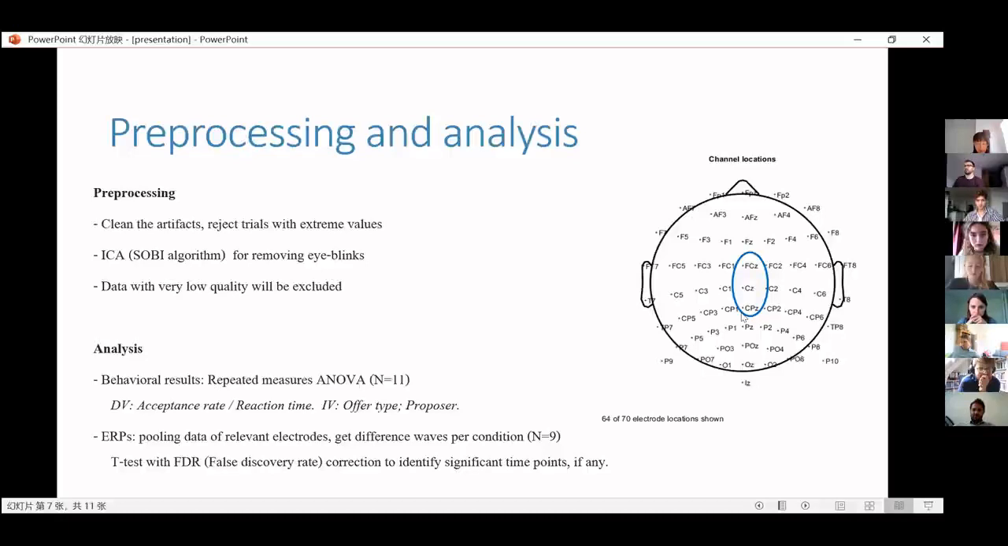I then take the difference waves between unfair and fair offer conditions to visualize the results. After that, I did a t-test with false discovery rate correction to identify whether there are significant time points along the difference wave, if there are any. For the behavior result, because I have 2 independent variables, the offer type and proposer, I subject all the data to a repeated measures ANOVA.